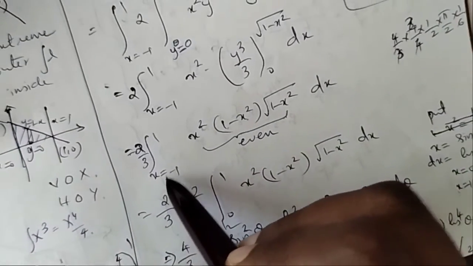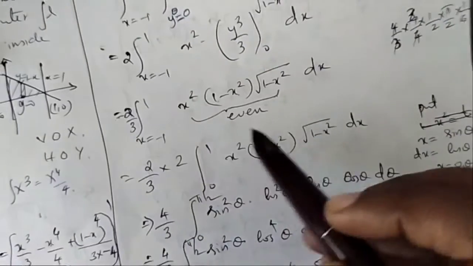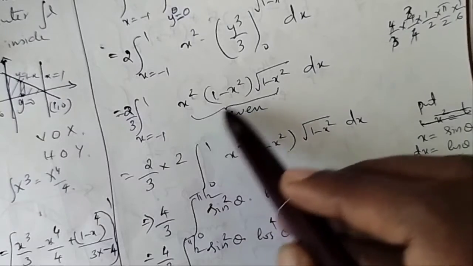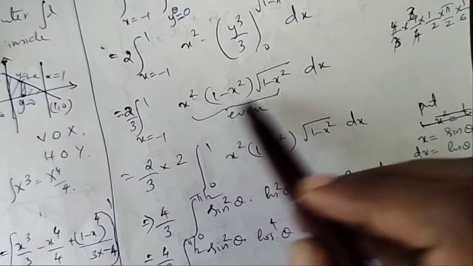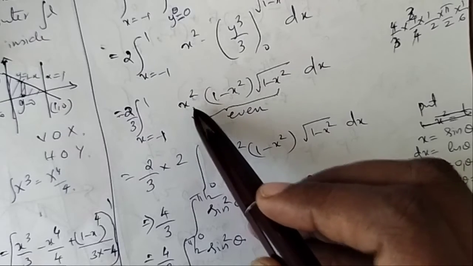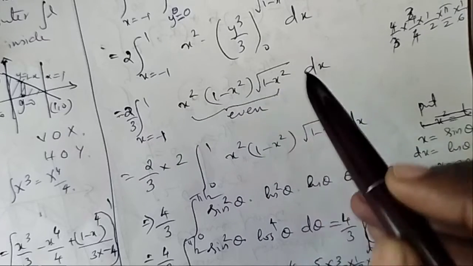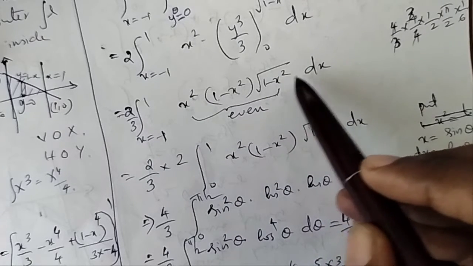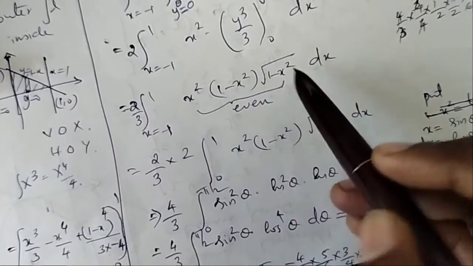Again, we have to integrate with respect to x from minus 1 to 1. Here also we check whether the function is even or odd, because the limit is minus 1 to 1. X square is an even function, 1 minus x square is an even function, and root of 1 minus x square is again an even function. So the whole term is an even function.